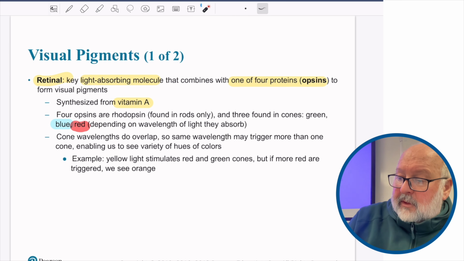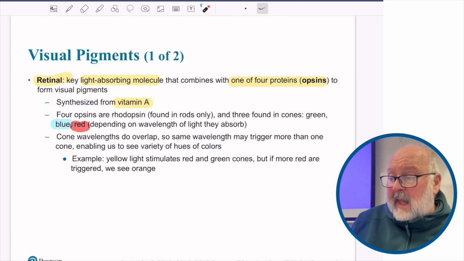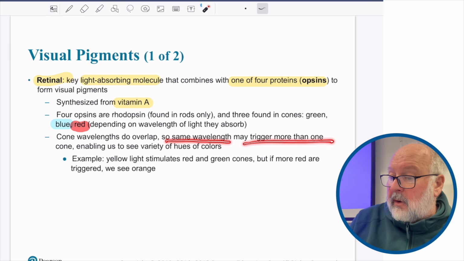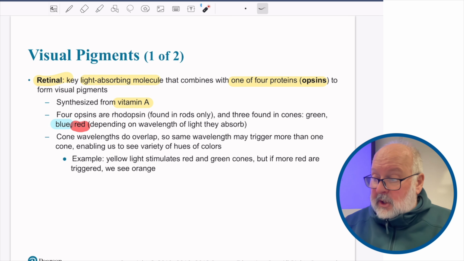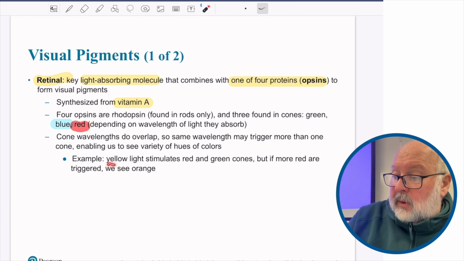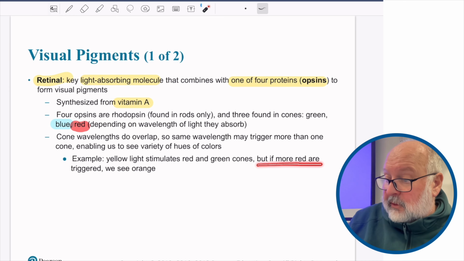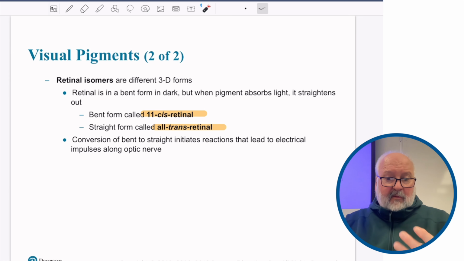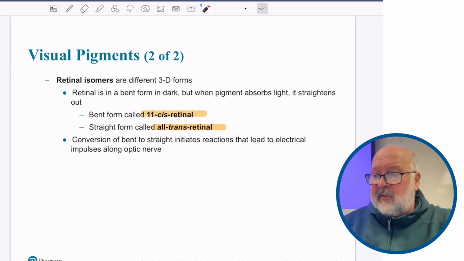So the other thing to know about the cones, because there's three different ones, is that they overlap with each other. So cone wavelengths do overlap. So the same wavelength may trigger one or more cones, enabling us to see a variety of hues and colors. This is why yellow light may stimulate red and green ones, but if more red ones are triggered, then I would interpret that as an orange. So between those three variants in the cones, I can form all the colors that I'm used to seeing.